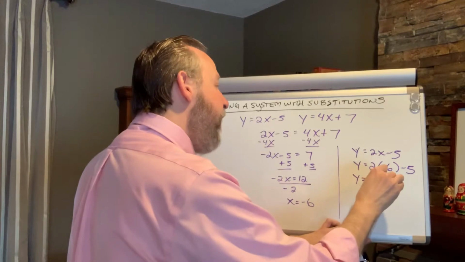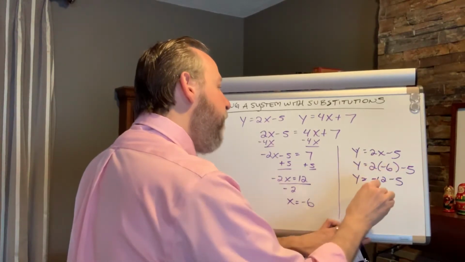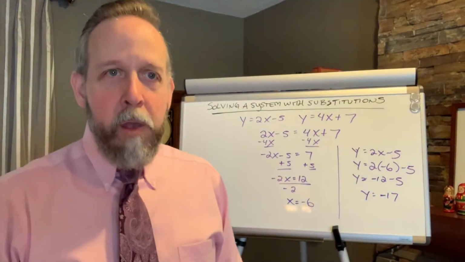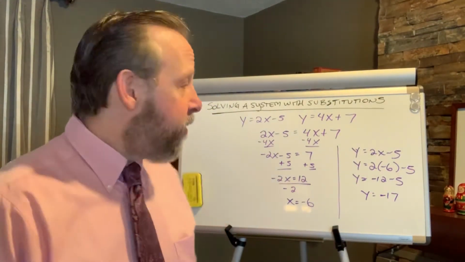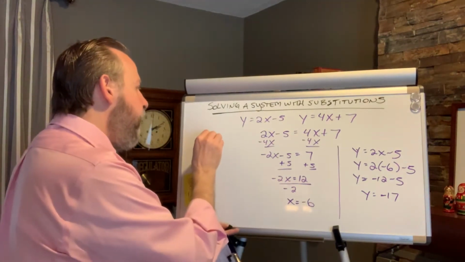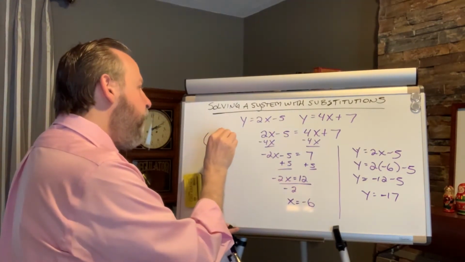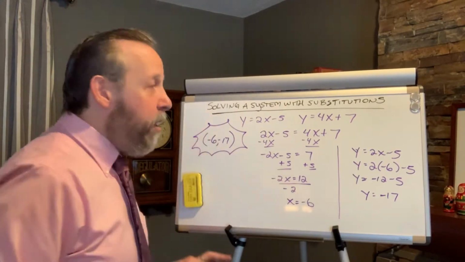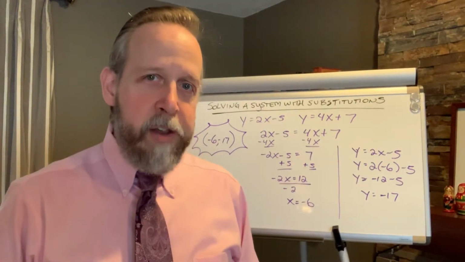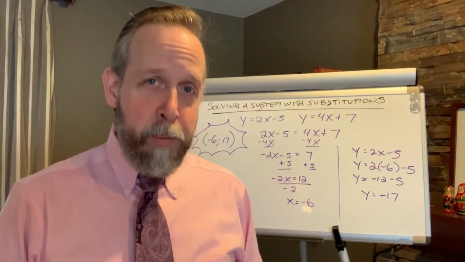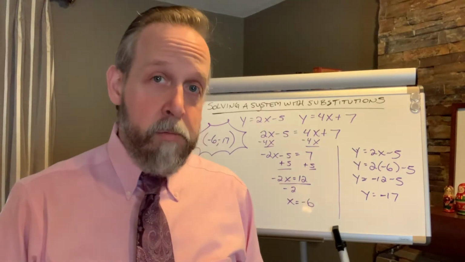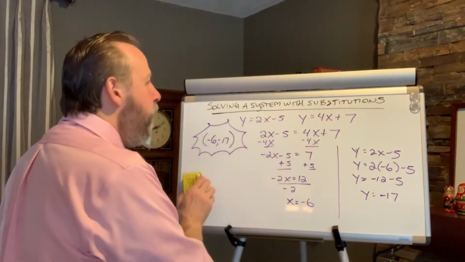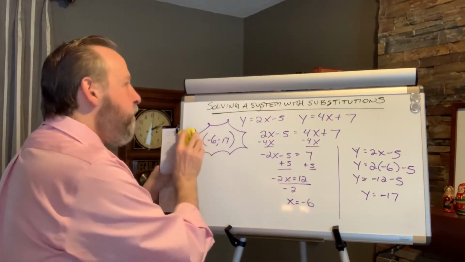That's negative 12 minus 5, and that's negative 17. So what's the solution to this system? The solution to this system is negative 6, negative 17. That's going to be the answer for this first problem. Whenever your two equations are given to you in slope-intercept form, this is the easiest thing to do. All right? They're not always in slope-intercept form, though. So let's see what happens when they're not.